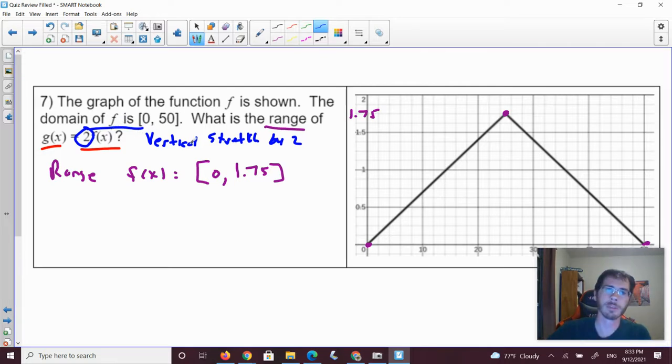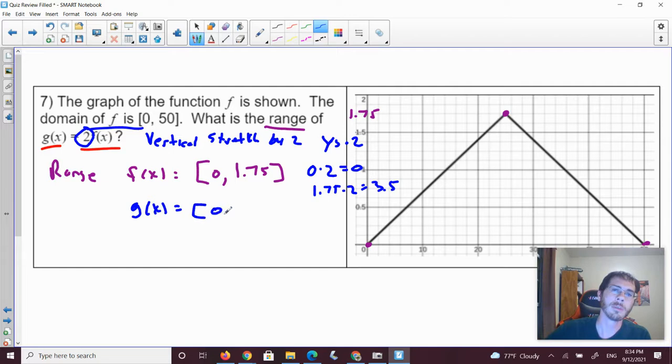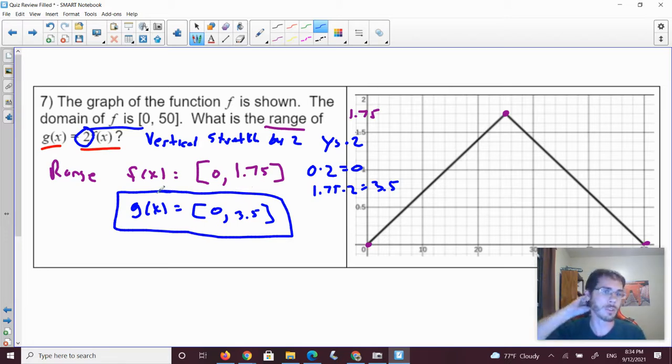So if it's outside, remember it deals with the y's. So that means we're going to do the y's times 2. So these are both y coordinates. So what I need to do is multiply each of those numbers by 2. Well, 0 times 2 is still 0. 1.75 times 2 is 3.5. So the range of g of x is going to be from 0 to 3.5. And that's it. So that's what our range is for g of x. We're going to take this graph and just stretch it out so that's twice as tall. There we go.